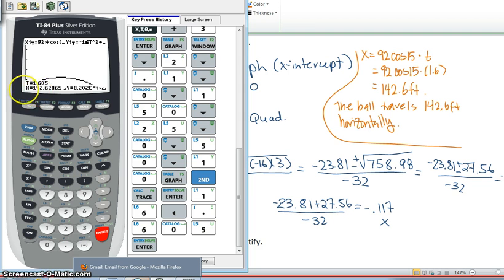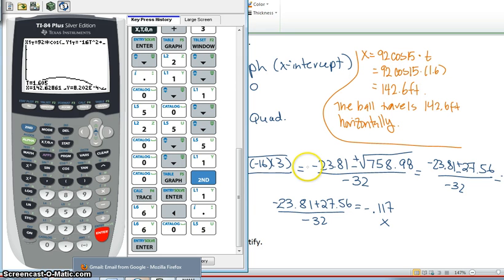Now it says that our horizontal distance is 142.6, and here we have our y value. It's 8.2 times 10 to the negative 4. So that's a really small value, so it's 0. Okay, so we kind of verified on our calculator that this was our correct work.